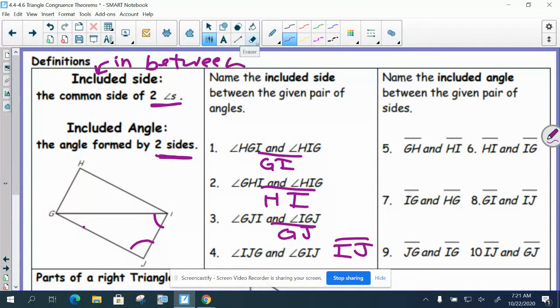All right, so now let's talk about the included angle. If you're talking about sides GI and HI, then the included angle would be angle H. And let's just do the odds for these. IG, HG. Go ahead and think about it. IG and HG. This would be angle HGI.